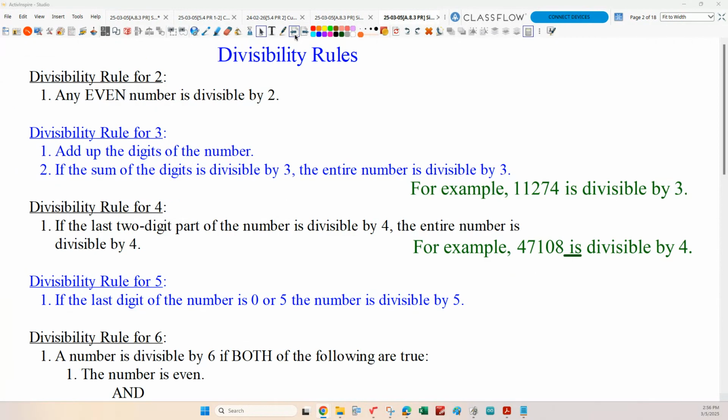How do you know if a number is divisible by 3? Well, if you add up all the digits of the number, and if the sum of the digits is divisible by 3, then the whole number is divisible by 3. So for example, here we have a huge number, 11,274. How would you know if that's divisible by 3? Well, if you add up the digits, 1 plus 1 plus 2 plus 7 plus 4 is 15, right? And 15 is divisible by 3. So the whole number is divisible by 3. Make sense?